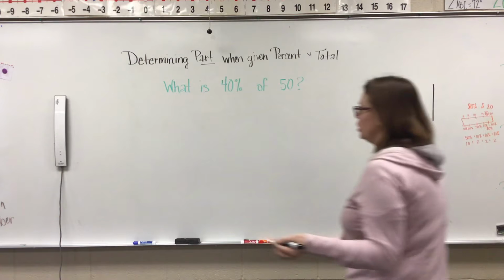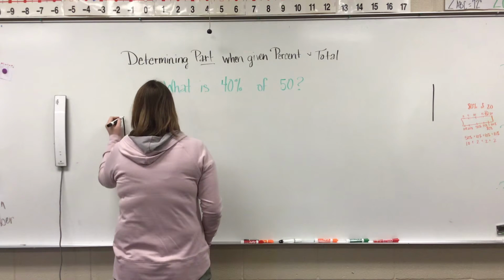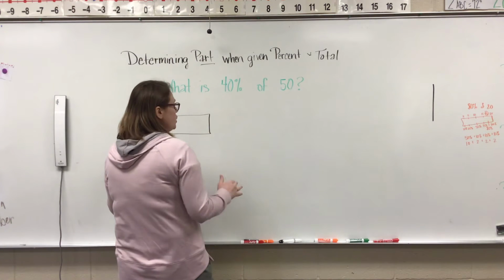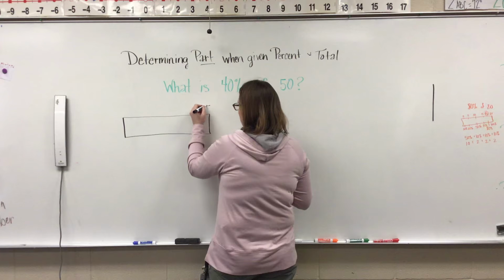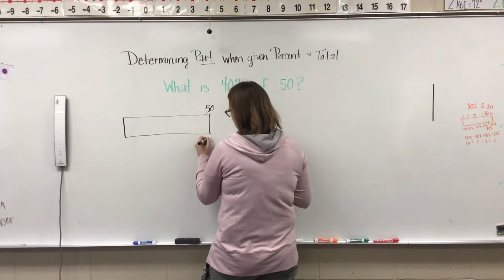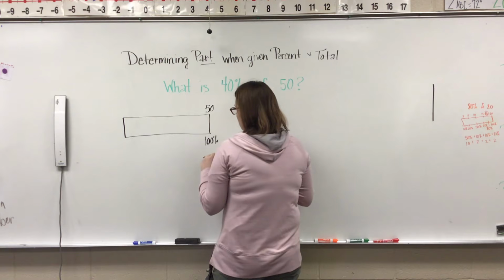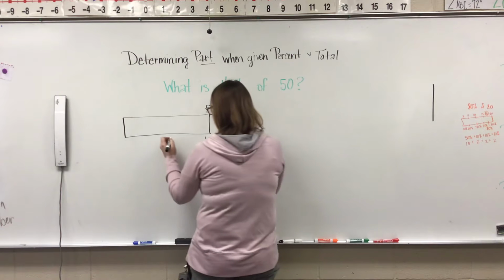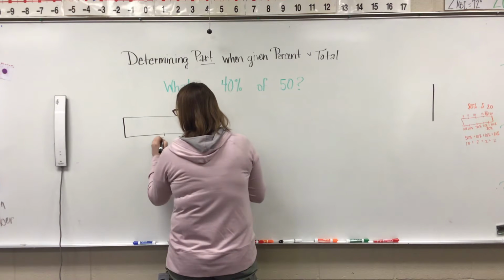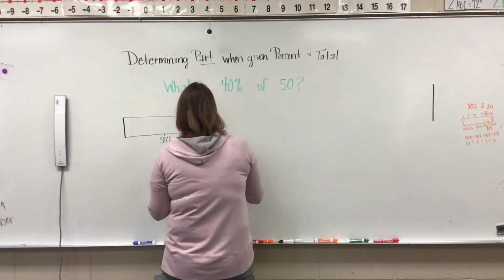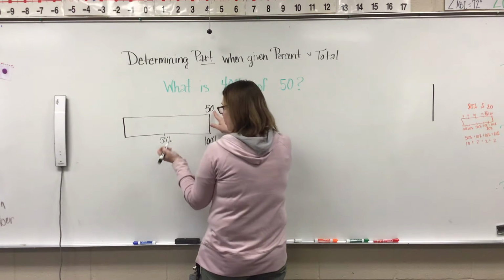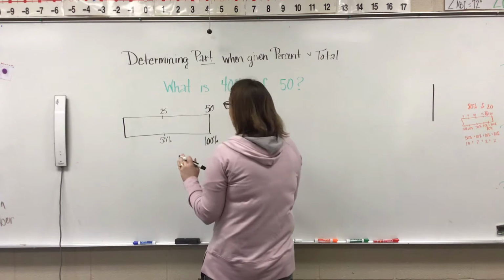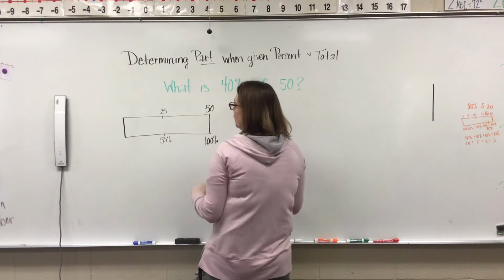So when we use a percent bar, our first step is to draw our rectangle and put in what we know. So we know 100% is 50. So here's our 50 and our 100%. Well, I know I can get half of 100 pretty easy, so I divide by 2. I have 50%. Whatever I do on the bottom, I'm going to do on the top. So I'm going to find half of 50, which is 25. So right away, I know that my answer is going to be less than 25.